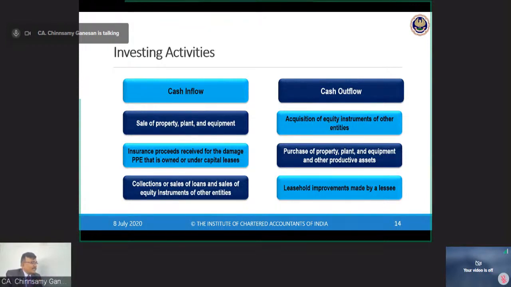Can gold be considered as cash and cash equivalent? Definitely no, because gold is relating to a lot of market risk.